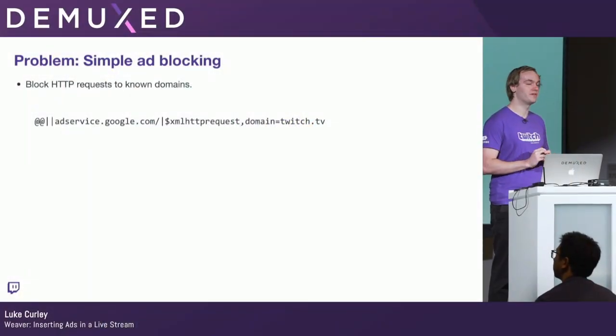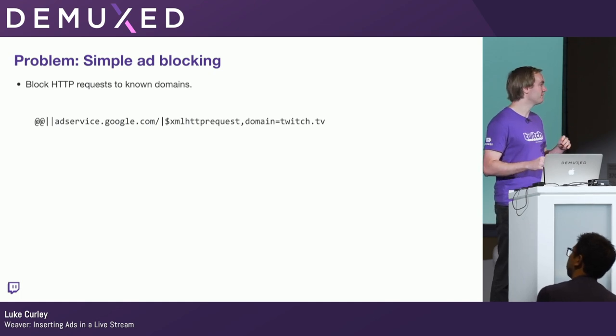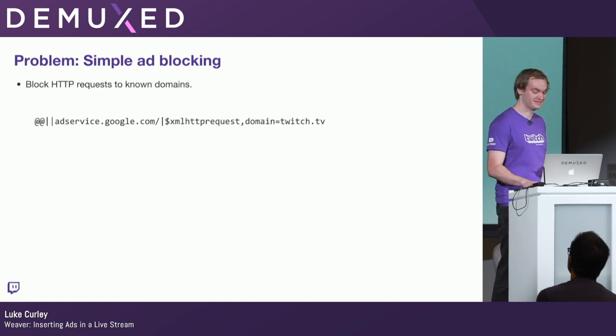So here we have a simple ad blocker. This is just taken from EasyList. Usually, all they do is they just take a regex on a URL and say, if it comes from this domain, just block it. It's something that is pretty straightforward. And in this case, we block anything to adservice.google.com if it's from twitch.tv.